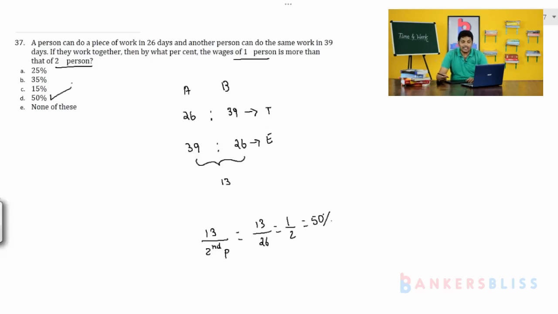Very simple guys. Time period they have given, you have to convert those things into efficiency to calculate the wages. Next, how much percentage it is increased with respect to second person. So, 13 is increased with respect to second person, so second person comes in the denominator. So, 13 by 26 which is equal to half, that is equal to 50%. So, option D is the right answer.